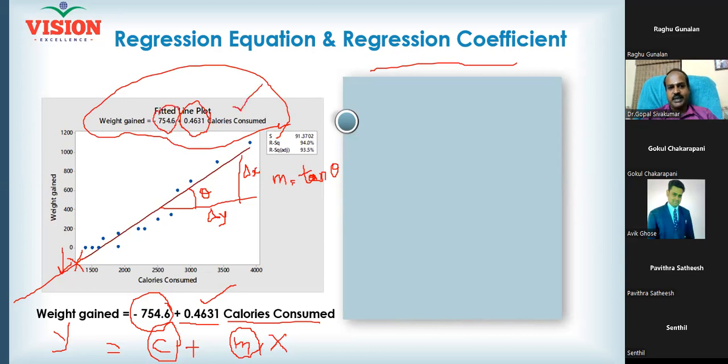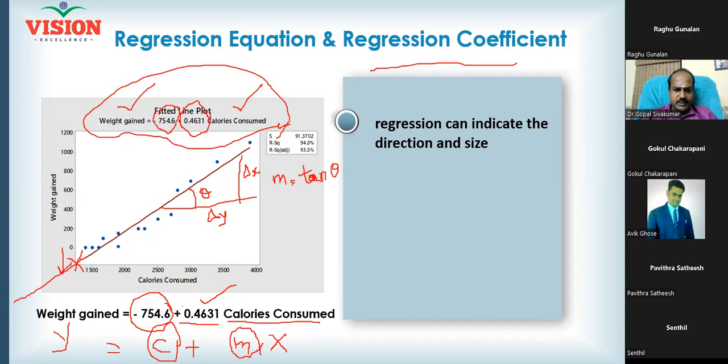This is your predictor, which is x. This is your response, which is y. So regression can indicate the direction and size of relationship. Look at the regression equation, regression coefficient. When regression coefficient is positive, the relationship is positive, right? When regression coefficient is 0.46, it means if you increase the x variable by 1 unit, y variable will increase by 0.46 unit. Do you understand my point? I repeat the statement. When you increase the x variable by 1 unit, y variable will increase by 0.46 unit.